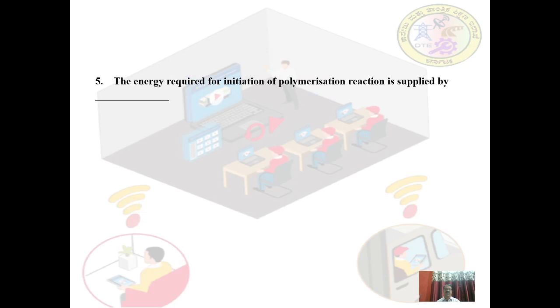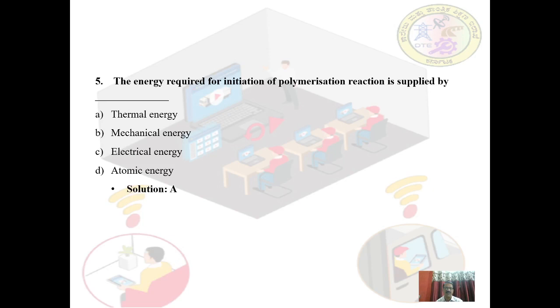Fifth question. The energy required for the initiation of polymerization reaction is supplied by dash. And the options are A thermal energy, option B mechanical energy, option C electrical energy, and option D atomic energy. Right answer is option A, heat, that is thermal energy.